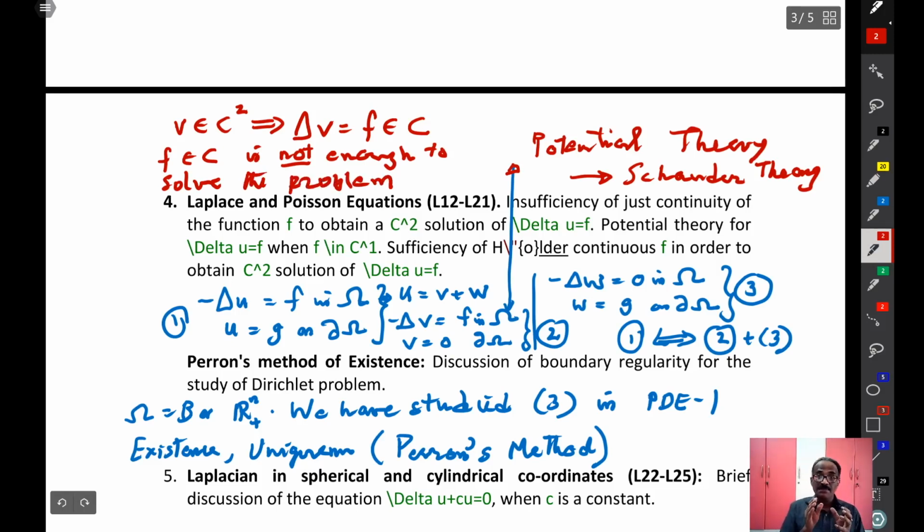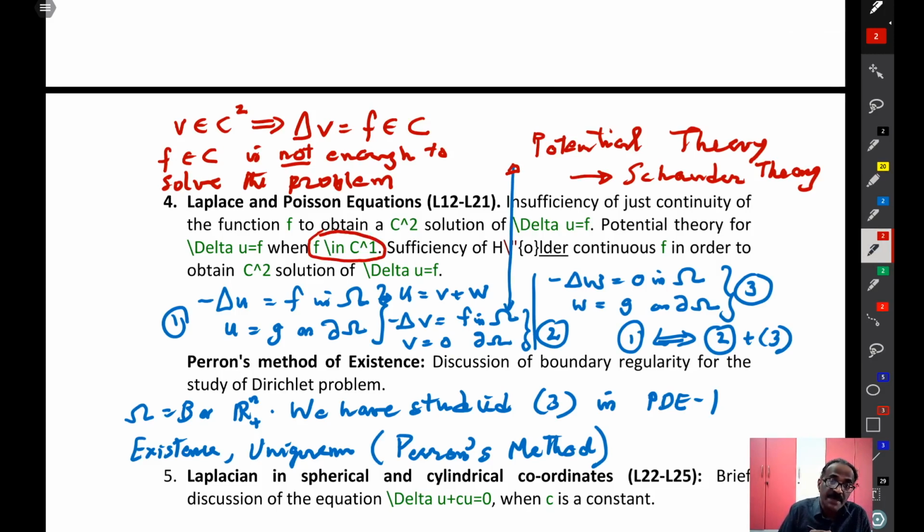You see, so that's something of a surprise, because when we have V equal to 0, Laplacian V equal to f, you expect to solve it when f is a continuous function. But you need a little extra regularity. Of course, if f is a C1 function, that's what we have mentioned here, when f is a C1 function, you will be able to solve it easily. But then that's not enough.